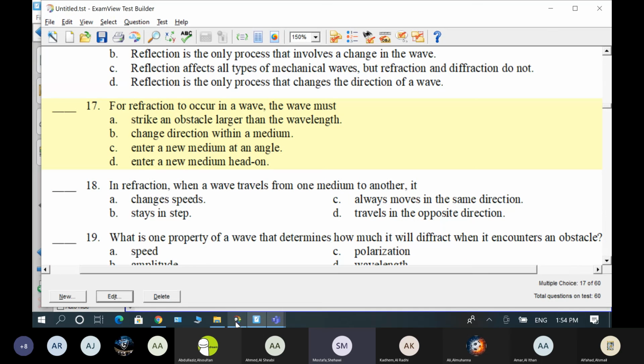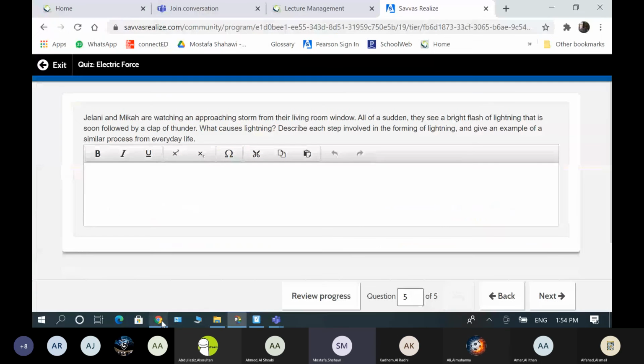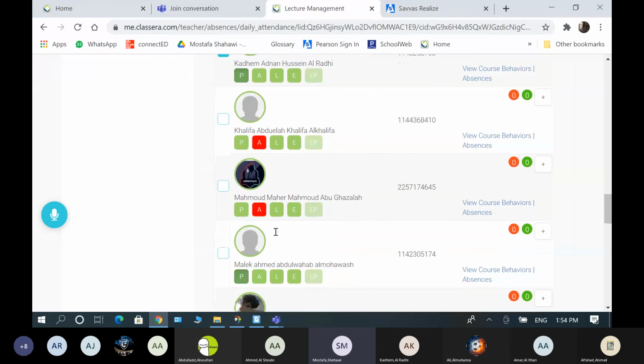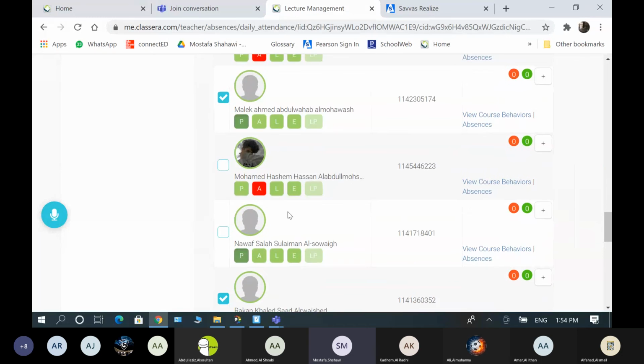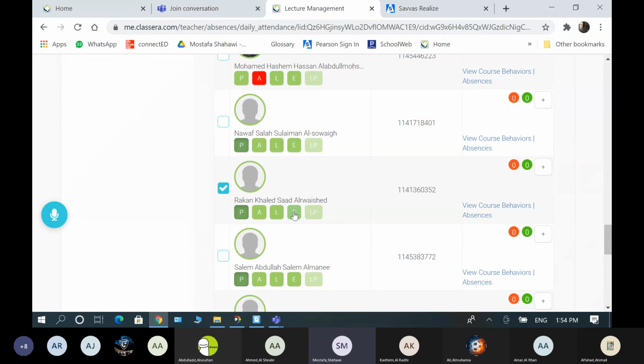So the last question. Give an example of a similar process from everyday life. Who can answer this question? Who didn't answer with me? Malik. Malik.